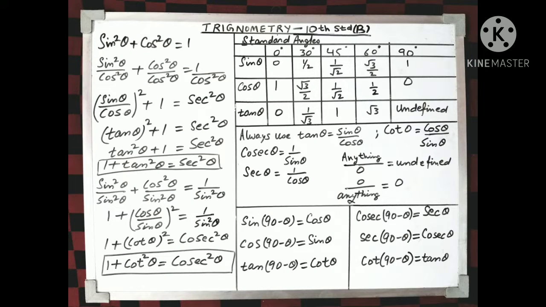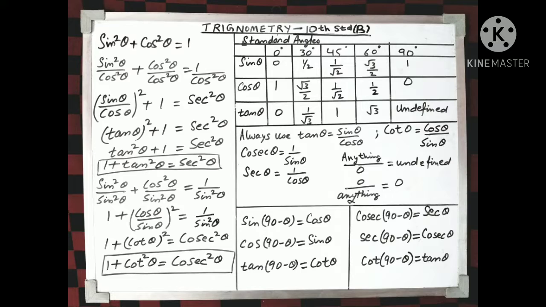Let us see the second identity now. As you see on the board, we have sin square theta plus cos square theta is equal to 1. We divide by cos square theta throughout. So we will get sin square theta by cos square theta plus cos square theta by cos square theta is equal to 1 by cos square theta.